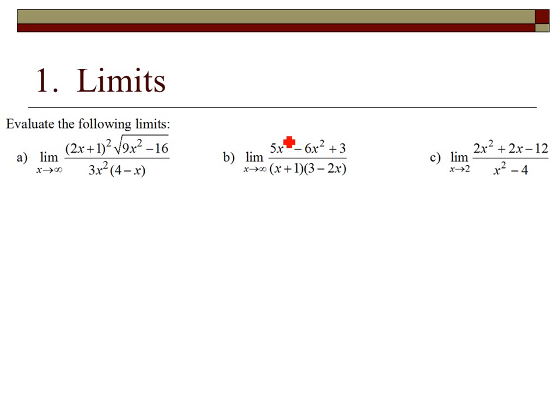Remember, limits to infinity, you're going to look at dominant terms. So if I take a look at this one, I've got to think about what the dominant term is going to be. Well, I'm going to have the square here, and when I do 2x squared, I'm going to get 4x squared. This negative 16 is not going to do much, so I get like 3x. On the bottom, I'm going to have 3x squared times negative x. That's going to give me negative 3x cubed.